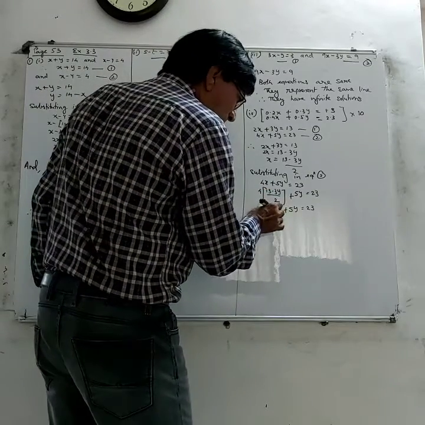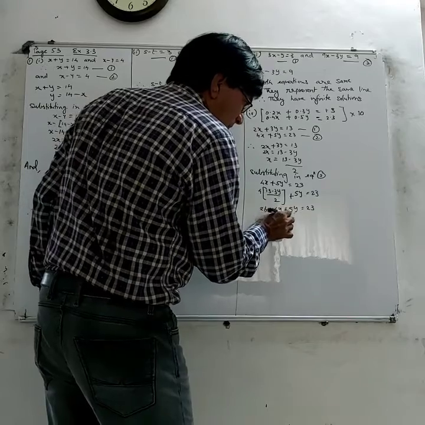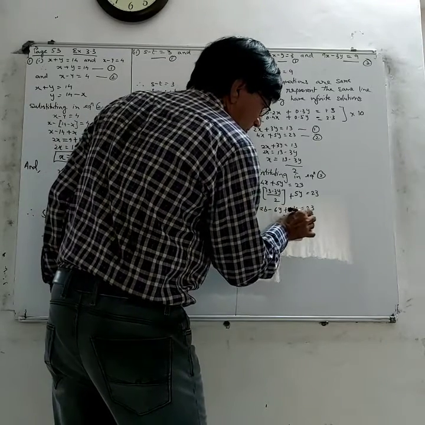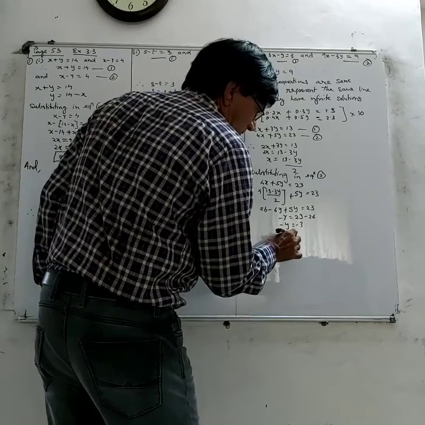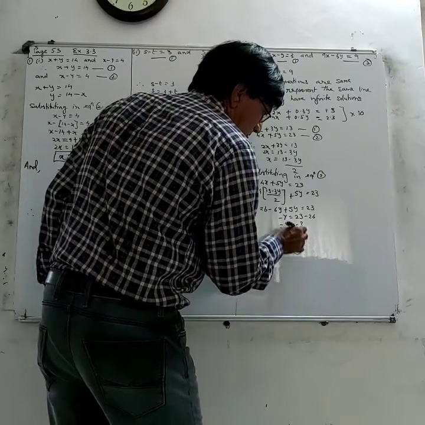Now minus 6y plus 5y will become minus y. 23 minus 26, minus y is equal to minus 3. Therefore, y is equal to 3.